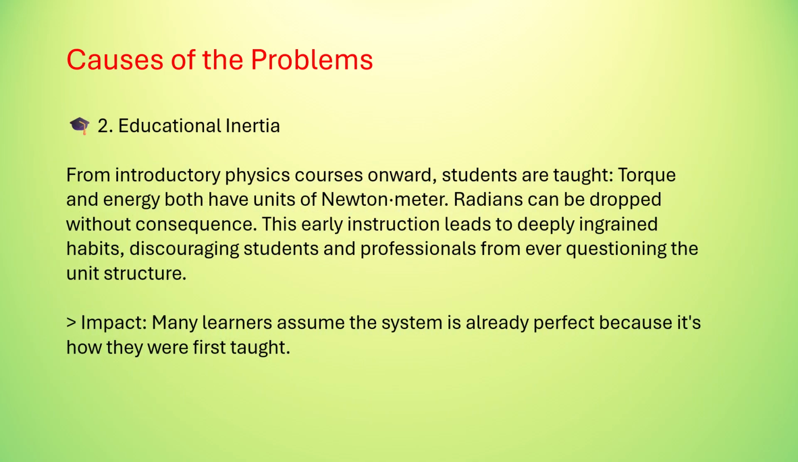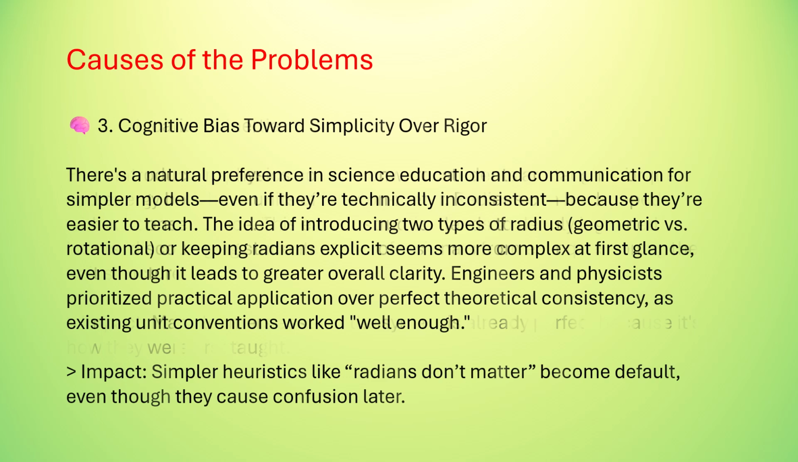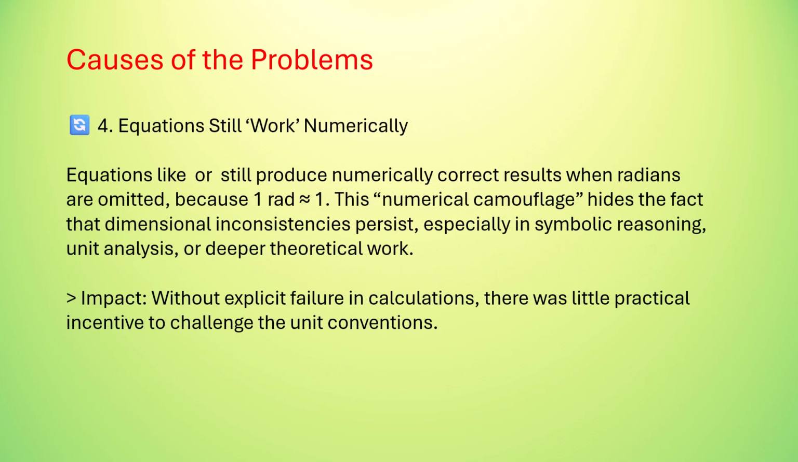The second identified cause is educational inertia. Many learners assume the system is already perfect because it's how they were first taught. The third cause is cognitive bias toward simplicity over rigor. Simpler heuristics like "radians don't matter" become default because existing unit conventions worked well enough, even though they cause confusion later. The fourth cause is that equations still work numerically. Without explicit failure in calculations, there was little practical incentive to challenge the unit conventions.